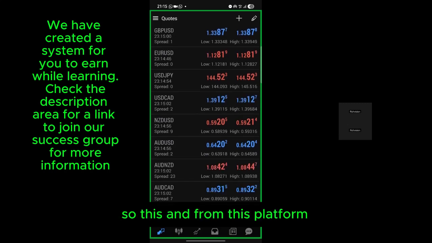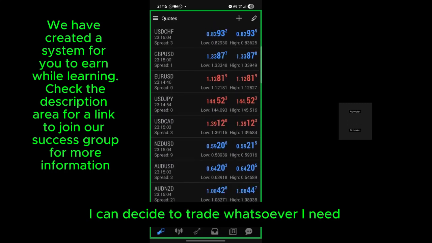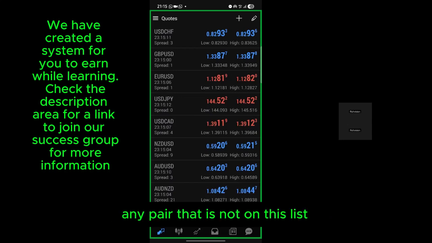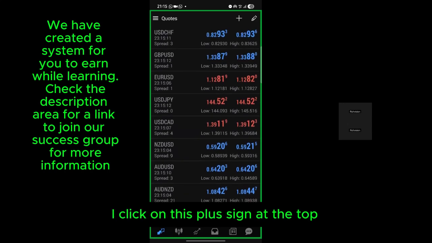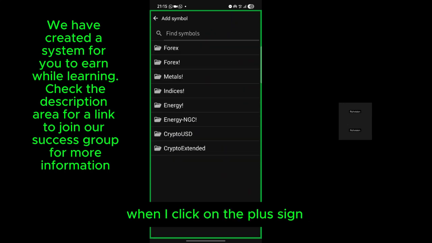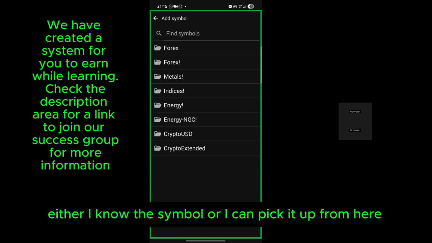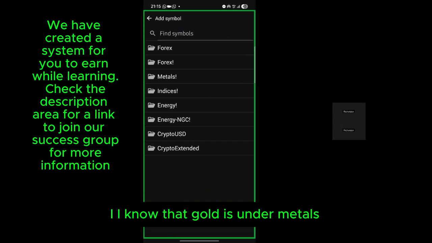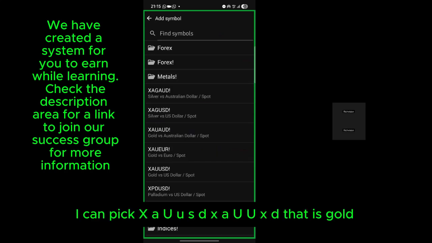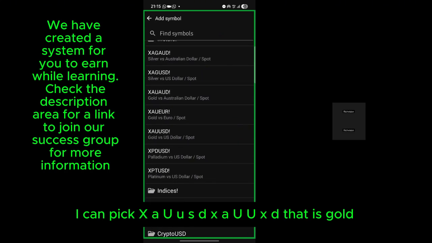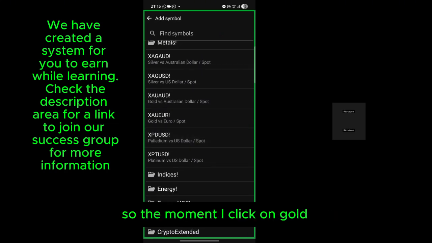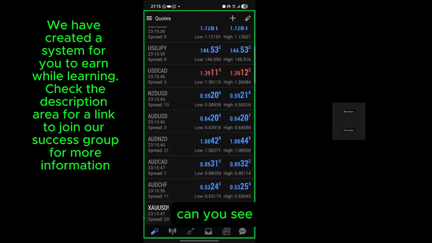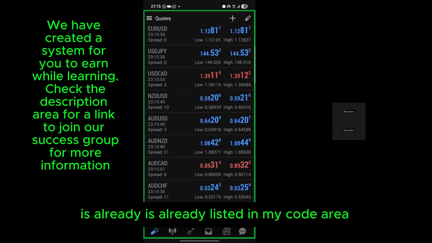From this platform, I can decide to trade whatsoever I want to trade. If I want to trade gold, I just need to come to the top here. Any pair that is not on this list, I click on this plus sign at the top. When I click on the plus sign, I can enter the symbol if I know it, or I can pick it from here. I know that gold is under metals. So if I click on gold here, I can pick XAU USD, that is gold. The moment I click on gold, I can go back and see it's already listed in my quotes area.